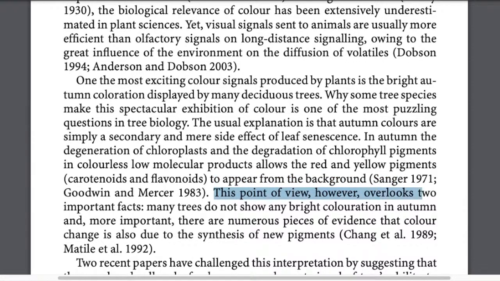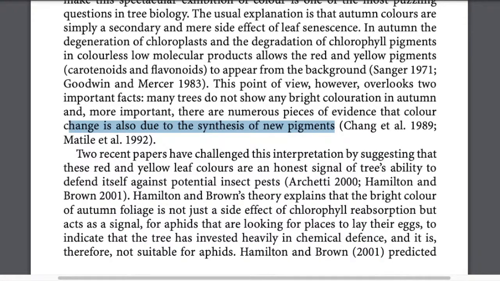This point of view, however, overlooks two important facts. Many trees do not show any bright coloration in autumn, and more important, there are numerous pieces of evidence that color change is also due to the synthesis of new pigments. Two recent papers have challenged this interpretation by suggesting that these red and yellow leaf colors are an honest signal of the tree's ability to defend itself against potential insect pests.